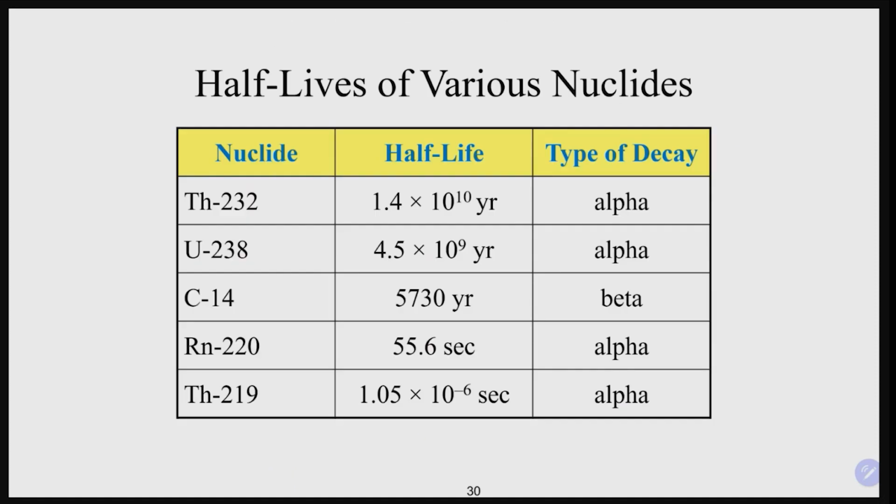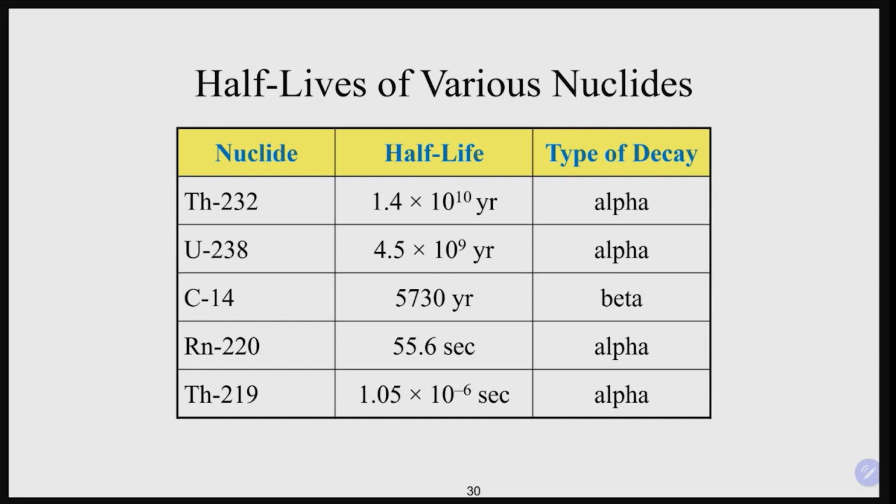Now these are some half-lives of various nuclides. As you can see, half-life, which again is the time it takes for half of whatever you started with to go away, can be really long or really short. Clearly here we have uranium-238, which is 4.5 times 10 to the 9 years, a super long time for one half-life to occur. Unfortunately, I don't think any of us will live through one half-life, right?